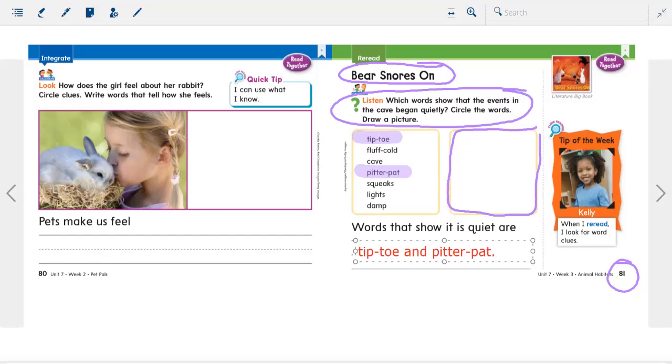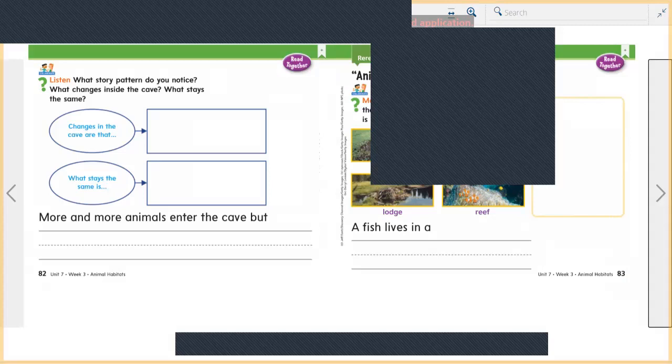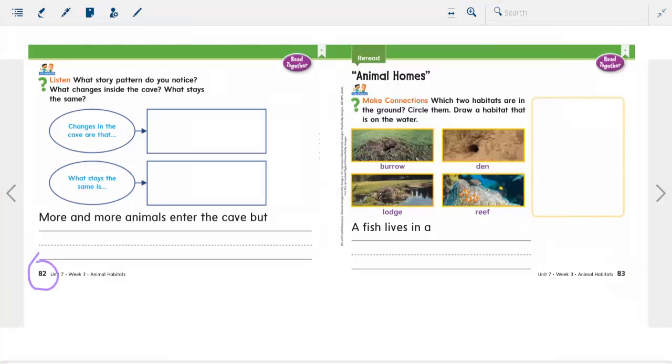All right, let's turn our page over to page 82. Make sure you put your name and date at the top. Okay, what story patterns do you notice, and what changes inside the cave, and what stays the same? So here it says the changes in the cave are that what kept changing?